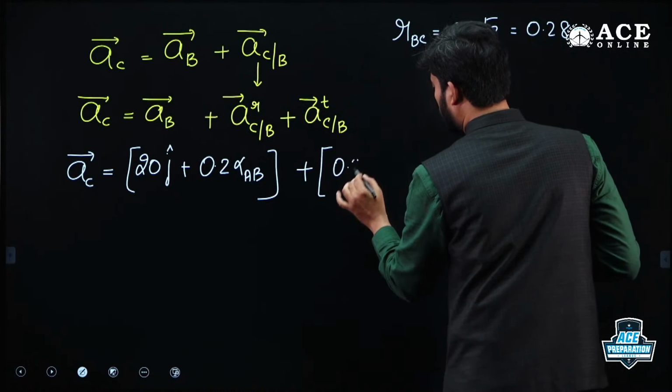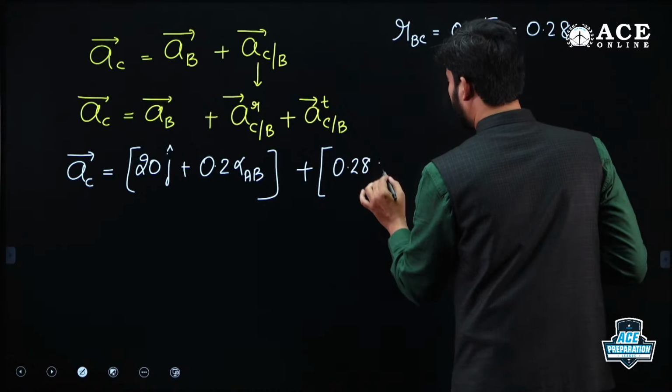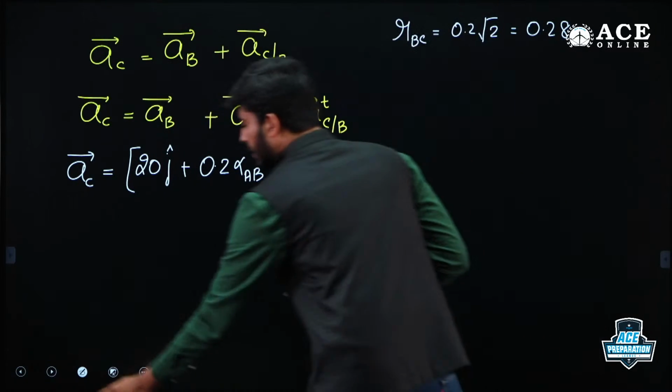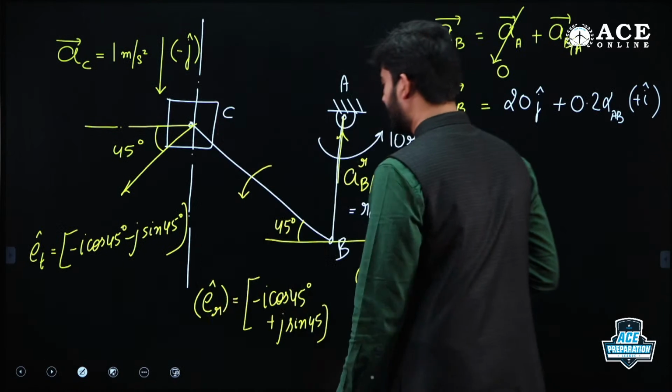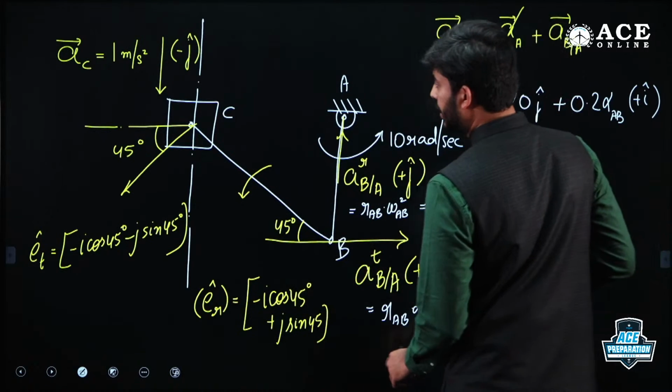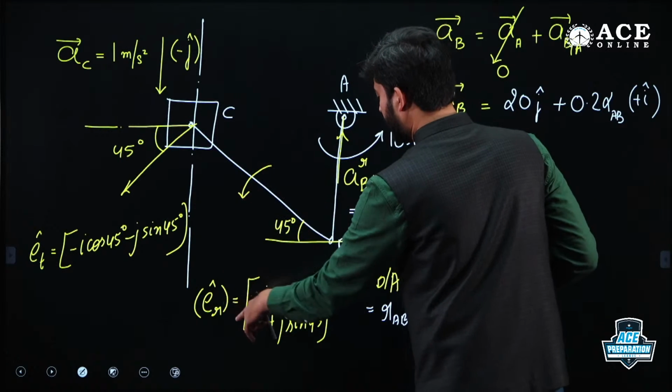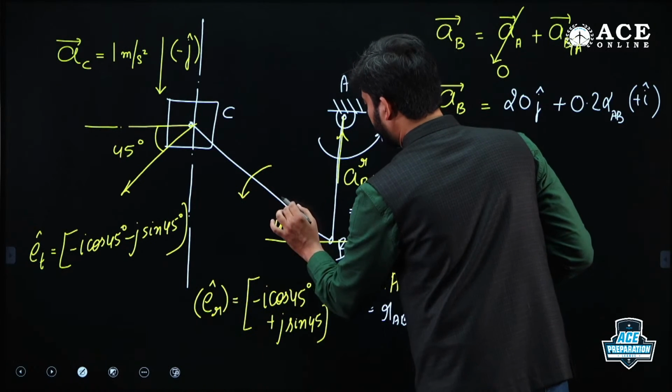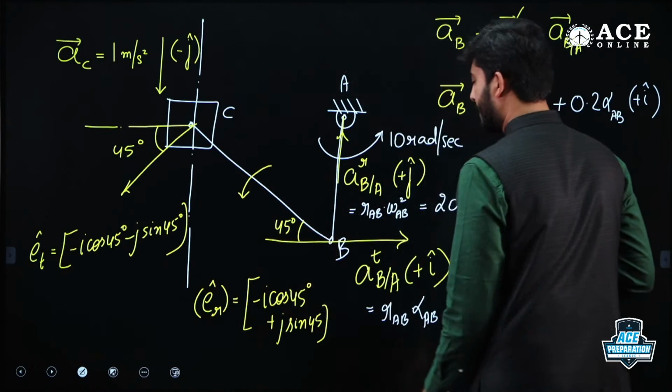So 0.28 into omega BC, the radial acceleration will be omega BC squared. This is the tangential component and this is the vector for the radial component. Okay.